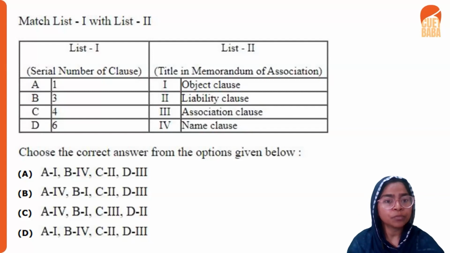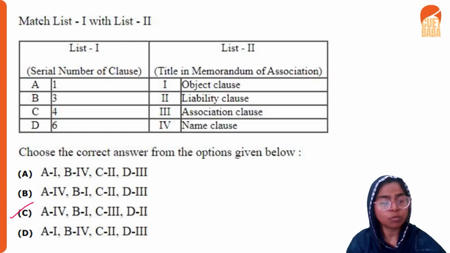Next, B should be object clause, that is number 3 of the clause is object clause. So B should be 3. C is association clause. Clause number 4 relates with association clause, and clause number 6 relates with the liability clause. So A4, that is name clause, is number 1, B1, that is object clause is 3, C3, that is association clause is 4, and D is 2, that is liability clause is clause number 6.